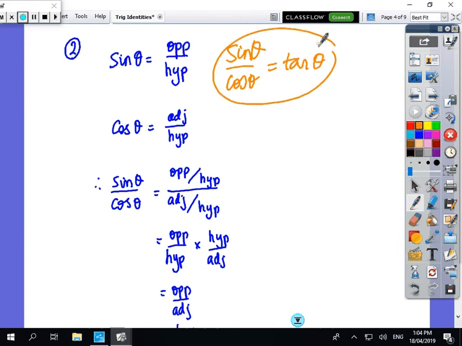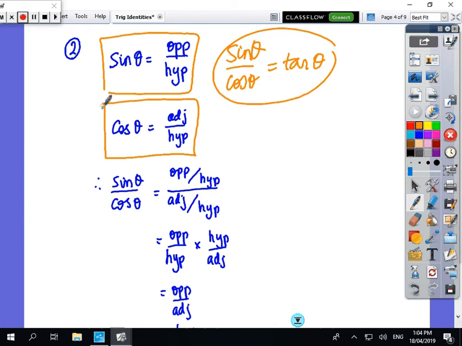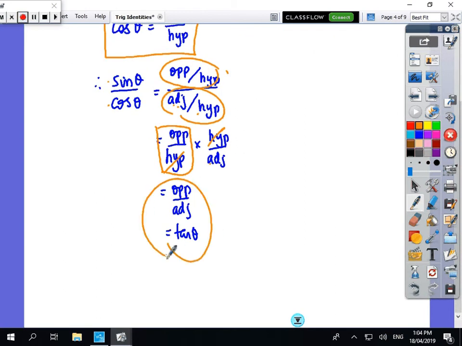So the proof is, we know that sine is opposite over hypotenuse and cos is adjacent over hypotenuse. So if I put sine over cos, I put opposite over hypotenuse over adjacent over hypotenuse. So we leave the numerator as it is, and we multiply by the reciprocal, so the hypotenuse comes to the top and the adjacent comes down. The hypotenuse crosses out, so therefore it's opposite over adjacent, and opposite over adjacent is tan theta. So therefore, sine theta over cos theta always equals tan theta.